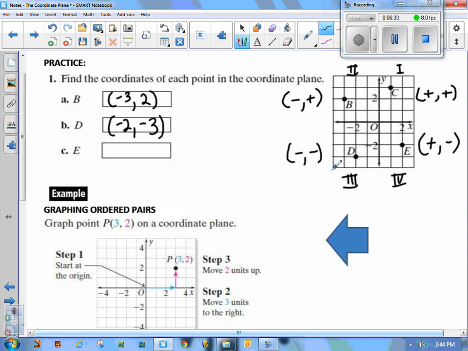Now point E, I want you guys to pause the video, take a minute, and find the coordinates of point E.